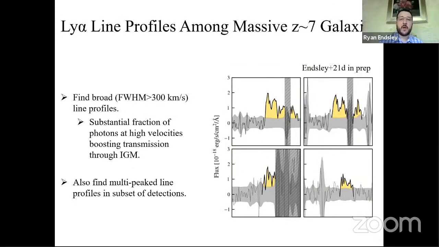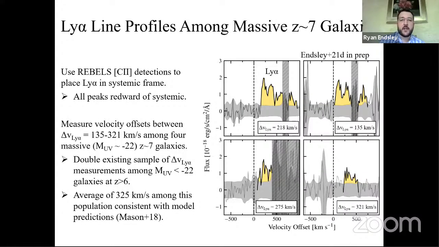So what do we find from our Binospec spectra? Well, we're finding broad Lyman-alpha line profiles in our massive redshift 7 galaxies, as you can see here. A substantial fraction of the photons are being pushed to high velocities purely as a result of their line profiles, which is boosting the Lyman-alpha transmission through the IGM. So for reference, fainter galaxies show full width at half max values of about 200 kilometers per second. We're also finding multi-peak line profiles in a subset of our massive redshift 7 galaxies. And with our [CII] measurements, we're able to place our line profiles into the systemic frame. So what do we find? Well, we find that all of the peaks that we're seeing are redward of systemic.